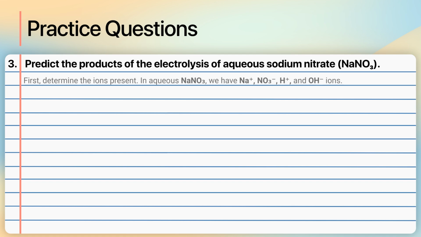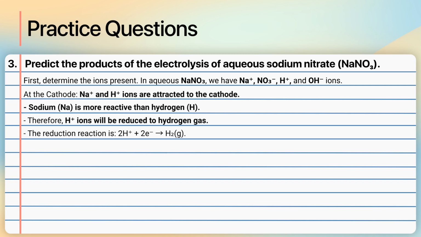Now for the answer. First, determine the ions present. In aqueous NaNO3, we have Na+, NO3-, H+, and OH- ions. At the cathode, Na+ and H+ ions are attracted to the cathode. Sodium is more reactive than hydrogen. Therefore, H+ ions will be reduced to hydrogen gas. The reduction reaction is 2H+ + 2e- becomes gaseous H2.